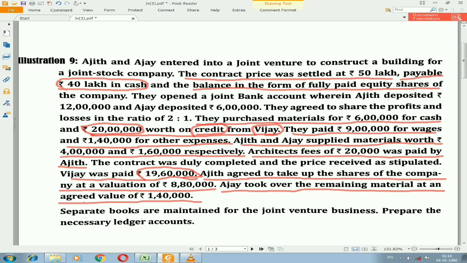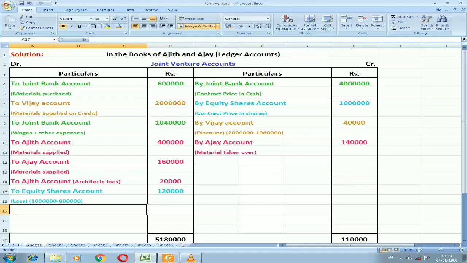Apart from this information, we don't have any other information in the illustration. So let us find out by doing the total whether it is profit or loss. We are supposed to transfer to co-venture account. Total will be more on credit side.